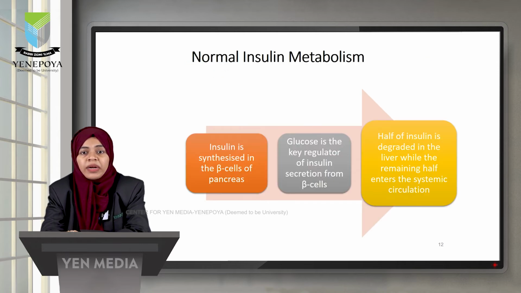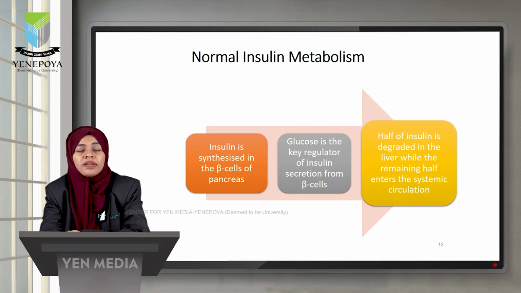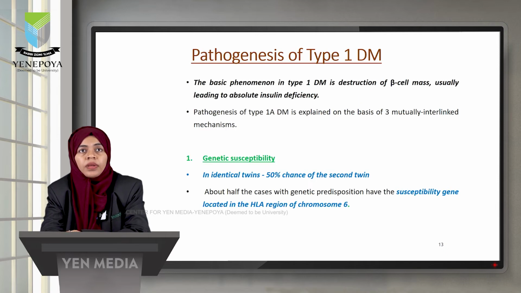How normal insulin metabolism takes place in the body. Insulin is synthesized in the beta cell of the pancreas. For this, glucose is the main key regulator of insulin secretion from the beta cells. Half of the insulin is degraded in the liver, while the remaining half enters the systemic circulation.